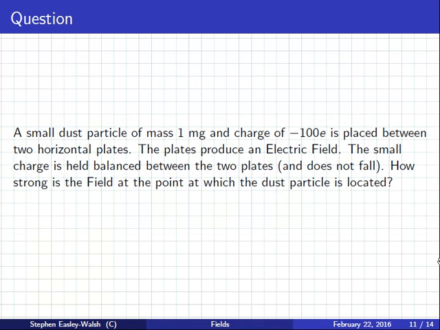Okay, so again, you don't need to write every word down, but at least draw with the information. A small dust particle of mass 1 milligram and charge of minus 100 electrons is placed between two horizontal plates. The plates produce an electric field. The small charge is held balanced between the two plates and does not fall. How strong is the field at the point at which the dust particle is located? We're looking for E. So just draw it first.